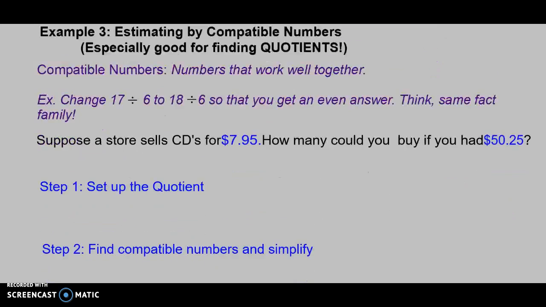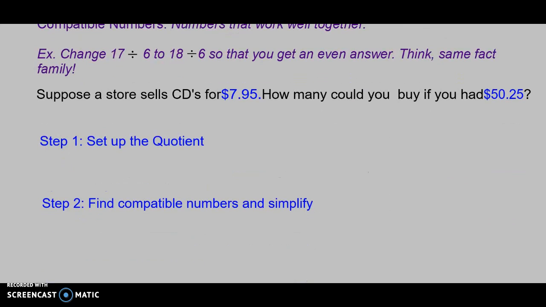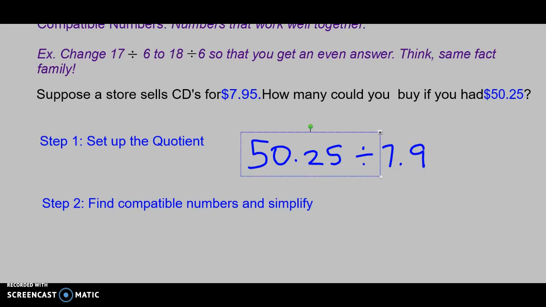So now let's take a look at an example. Suppose a store sells CDs for $7.95. How many could you buy if you had $50.25? So the reason that we're using division here is because we have a big sum of money and we're trying to figure out how many groups, how many CDs we can buy for $7.95. How many groups of $7.95? So we got $50.25 divided by $7.95.